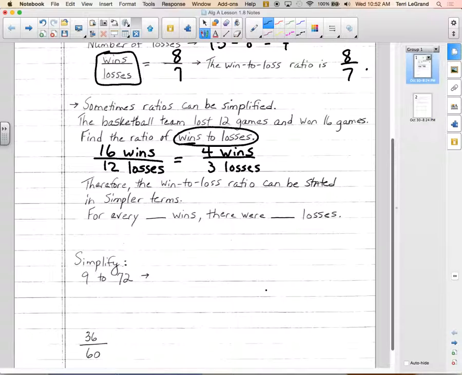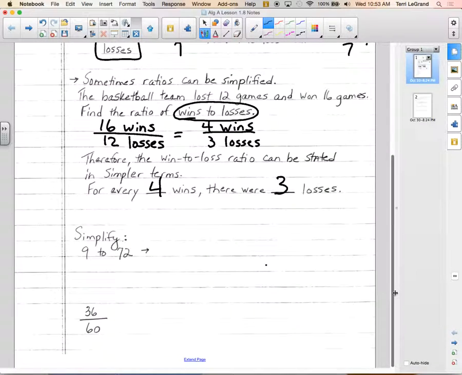Okay. Therefore, that means basically now, instead of saying for every 16 games they won, they lost 12, we can now state it simpler than that. For every, how many wins? In simpler terms, how many wins? 4. For every 4 wins, there were how many losses? 3 losses. Every time they won 4 games, they also lost 3. Simpler terms means the same thing really as for every time they won 16 games, they lost 12. But this simplifies it.